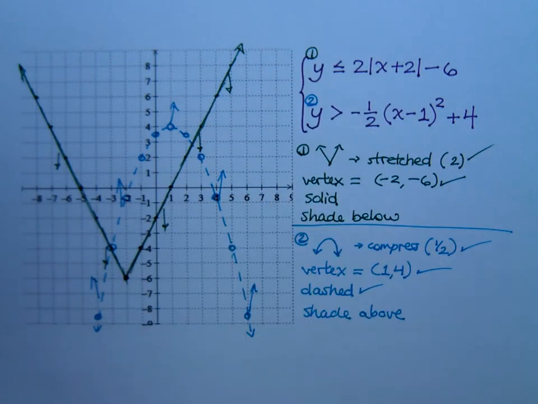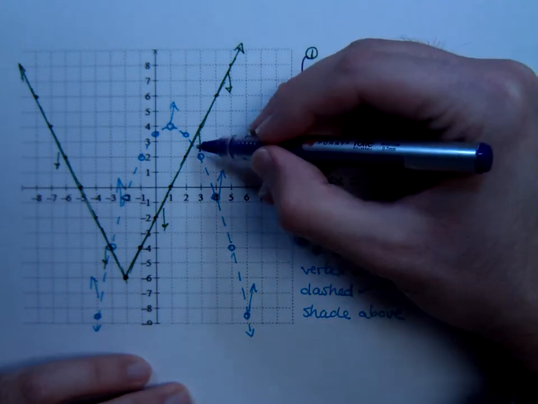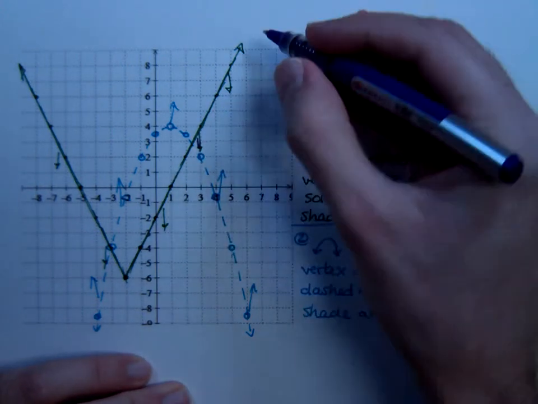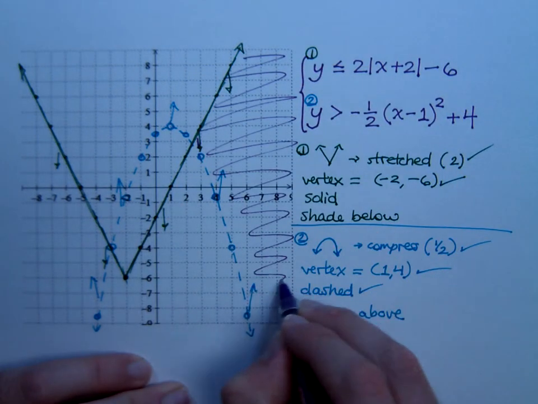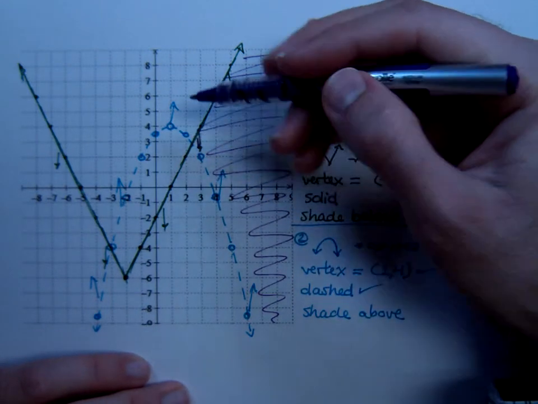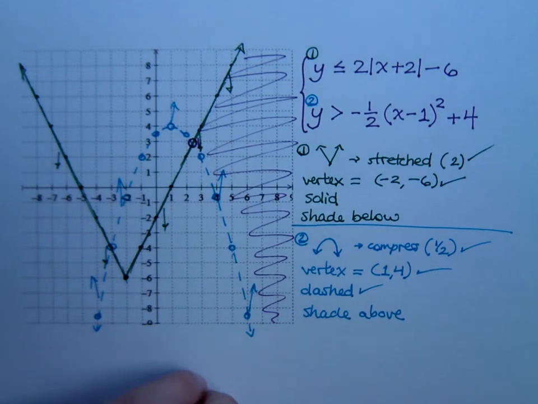So what's common in their shaded regions? Where do they intersect? Find where the arrows are pointing towards each other. What do you have? This side and this side. Yes, this side and this side. Right here, see how they're both pointing? So it's going to be this piece. What about the point where they intersect? Is that included or not? They're not both solid, so it's going to be an open circle at that intersection point.